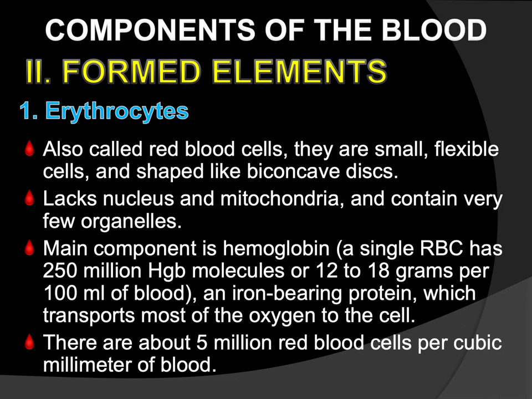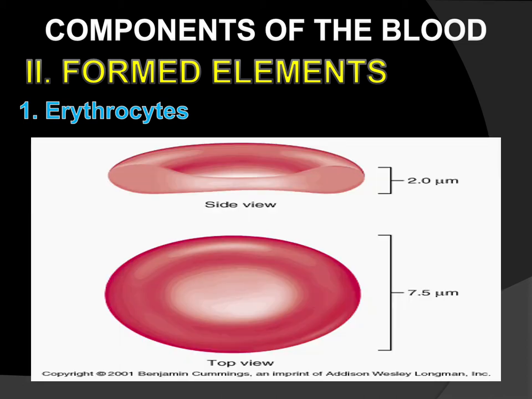There are about 5 million RBCs per cubic ml of blood. So, ganito kadami ang kailangan natin so that we can carry effectively the oxygen and be able to deliver oxygen to all cells of the body. In this photo now, we can see the side view and the top view microscopically of an RBC. As mentioned previously, biconcave yung disc niya.